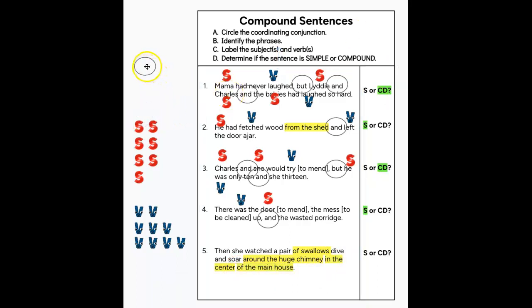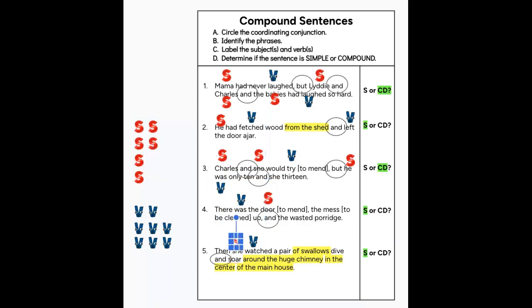All right, now I'm going to go look for a conjunction, and I see one right here, and it does not have a comma, so I know right away that this is a simple sentence. There's no comma with the conjunction. But I still need to prove it, so I'm going to go back and see what my subject and verb are. Well, I know watched is a verb. That's something you can do. So then I'd ask myself, who watched? And that would be she.